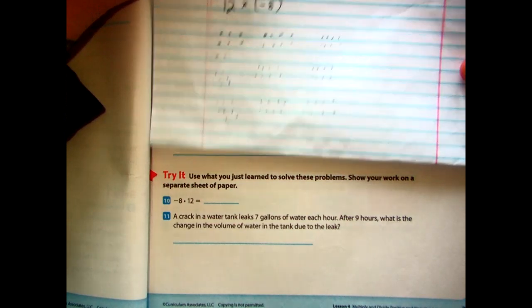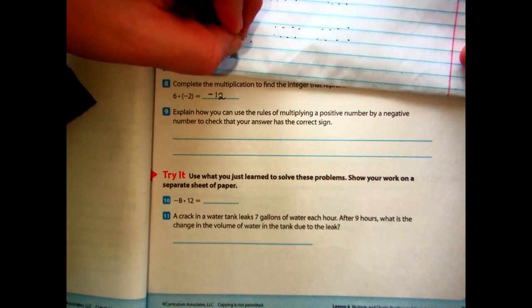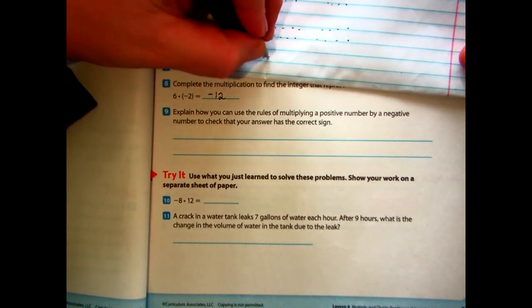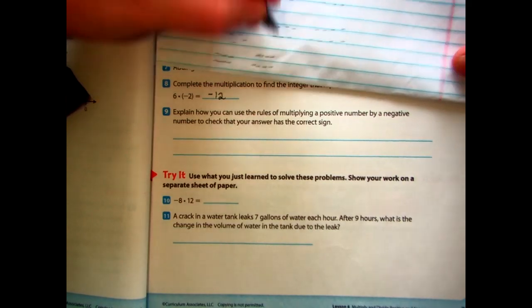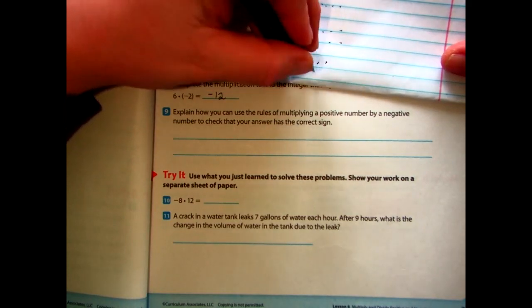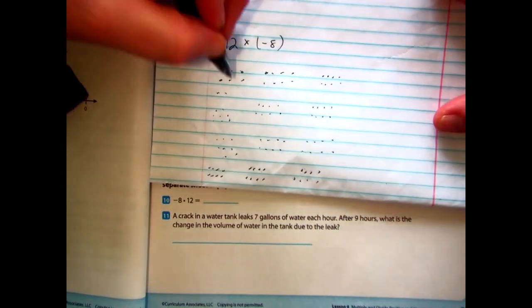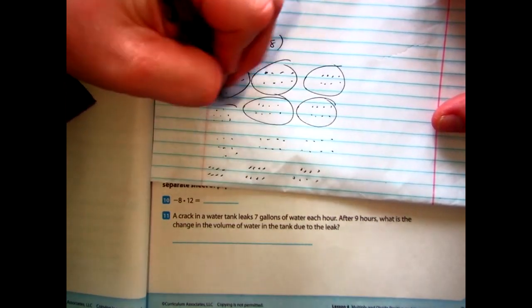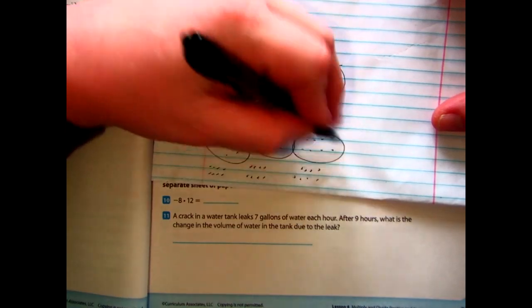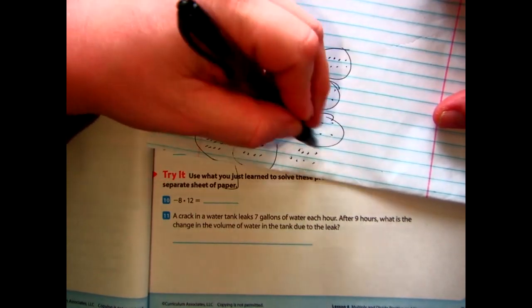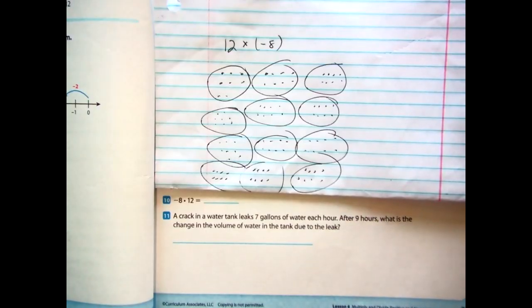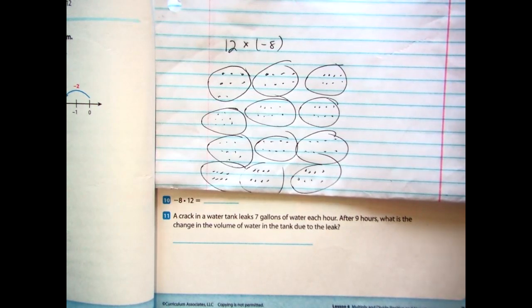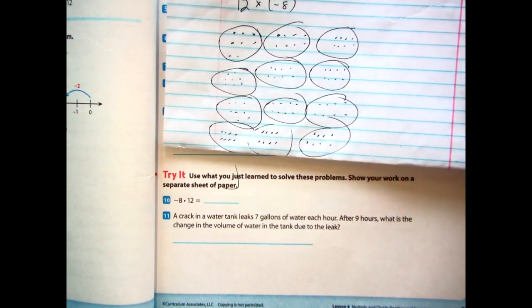Now I have 9 here. Now I have 1, 2, 3, 4, 5, 6, 7, 8, 9, 10, 11, 12 groups. So 12 groups of -8. 12 groups of -8 gives me what?